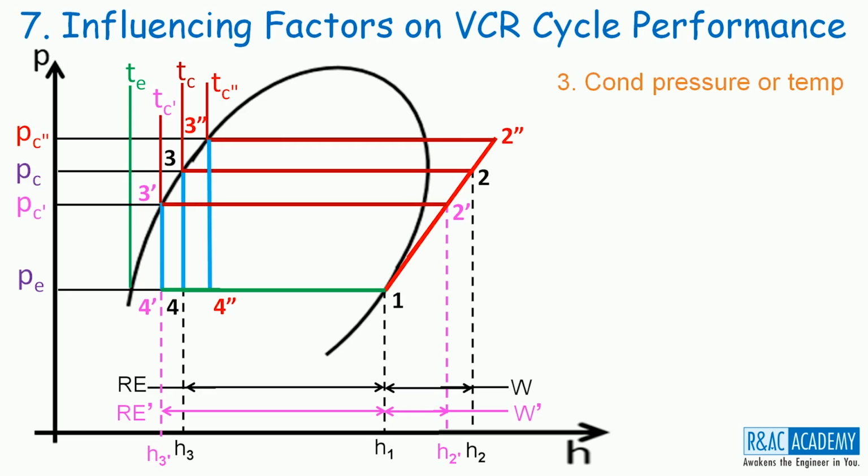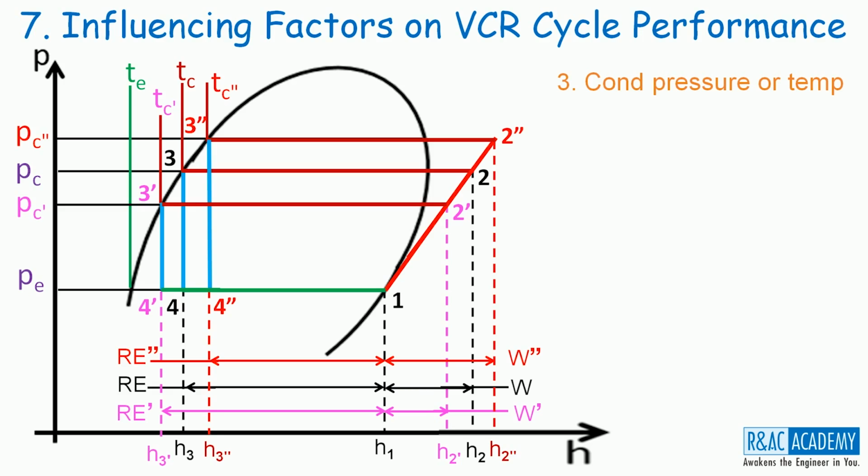1, 2'', 3'' and 4'' is the new VCR cycle which operates between PC'' and PE. The refrigeration effect produced by this new cycle, RE'', is clearly less than the baseline value, and the work input that needs to be supplied to this new VCR cycle, W'', is greater than the baseline value.